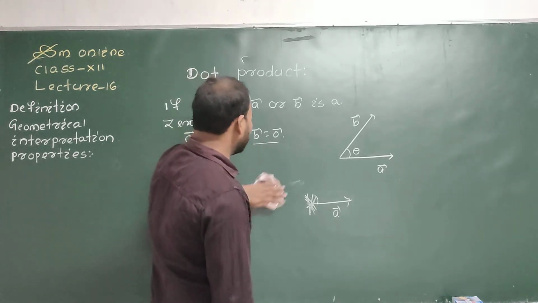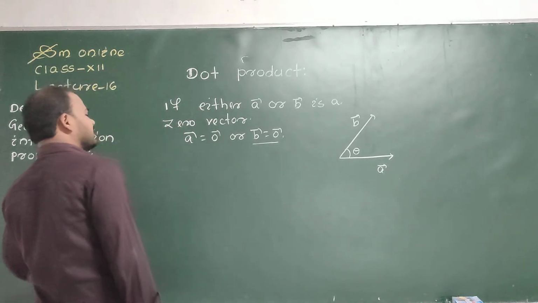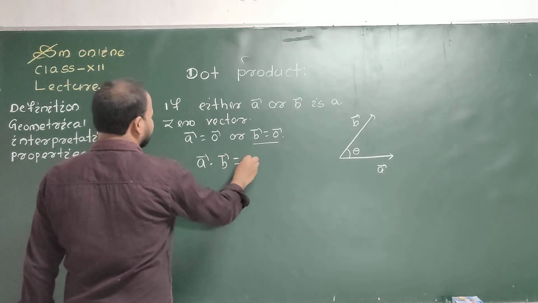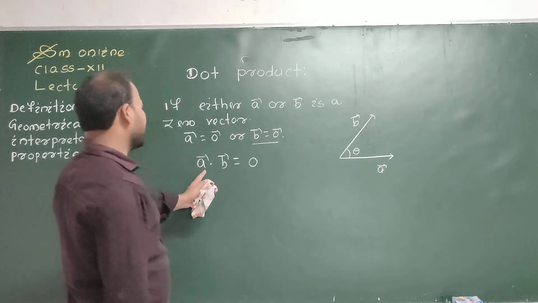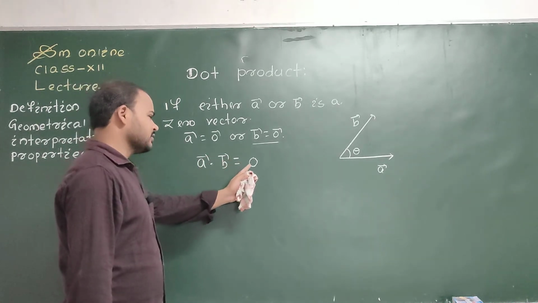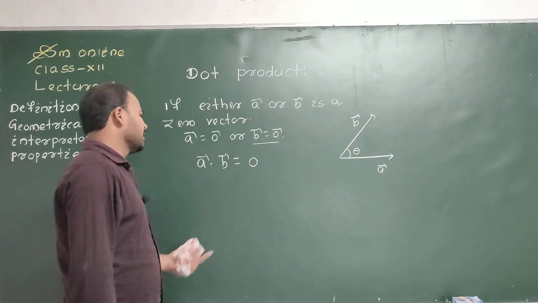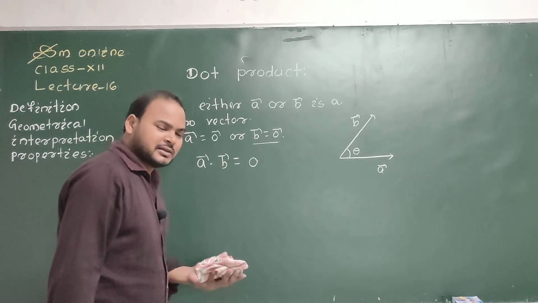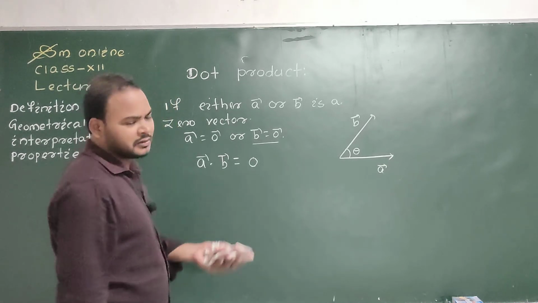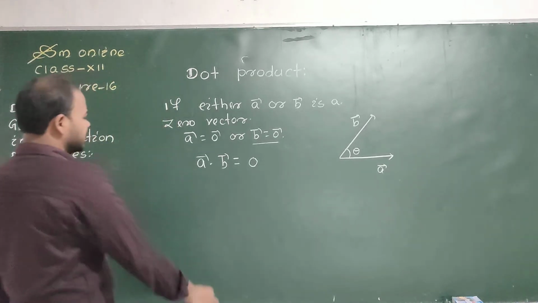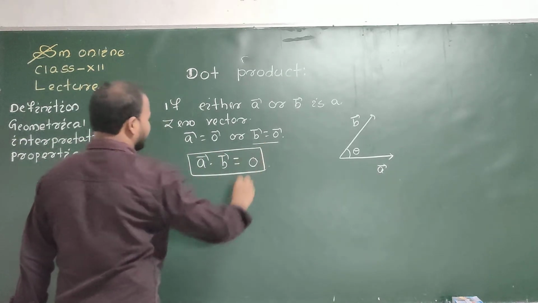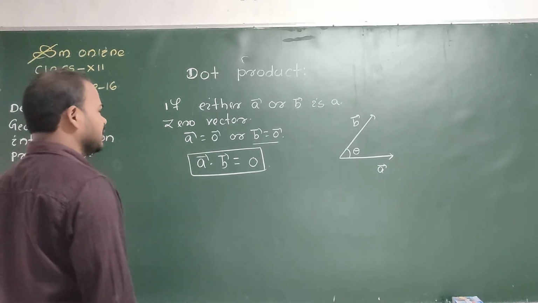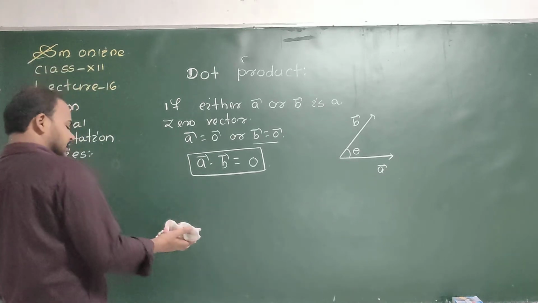So in that particular case, if vector A equals the zero vector or vector B equals the zero vector, then vector A dot vector B is equal to zero. Although cos theta is not defined, the magnitude of the zero vector is zero, and zero multiplied by anything is zero. So vector A dot vector B is equal to 0 if vector A or vector B is the zero vector. This is an important case.